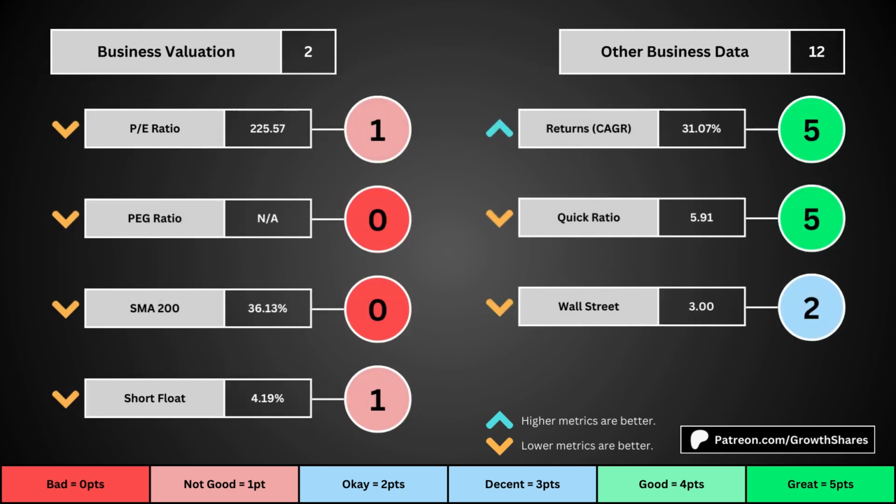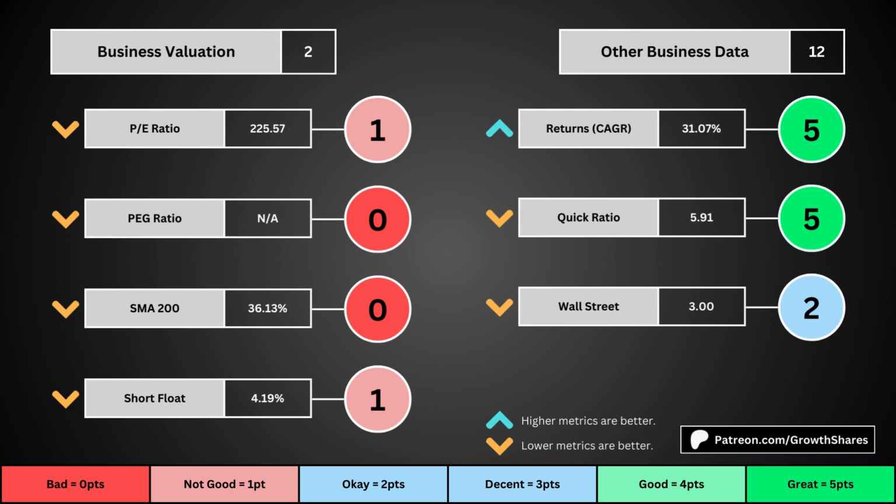This third set of metrics deals with the valuation of the company's stock based on its business. Think of the P/E ratio as a measure of speculation around the stock. We want it low. The PEG ratio adds earnings growth with the P/E ratio. Then the 200-day simple moving average is the average stock price over that period. We want that low because it means we have a cheaper stock price. And then short float is basically how bearish other investors think of the stock. For these 4 metrics, we want the values to be as low as possible. That will give us a higher point total within the bubbles.